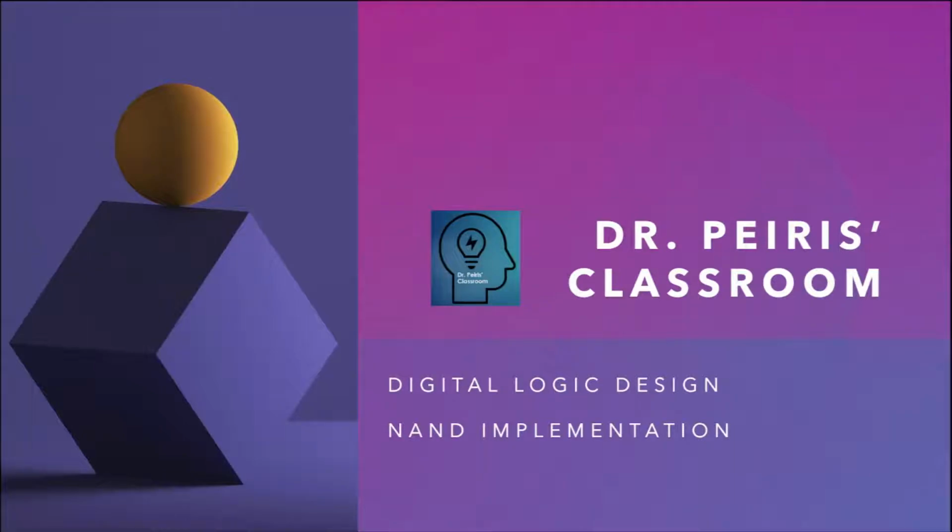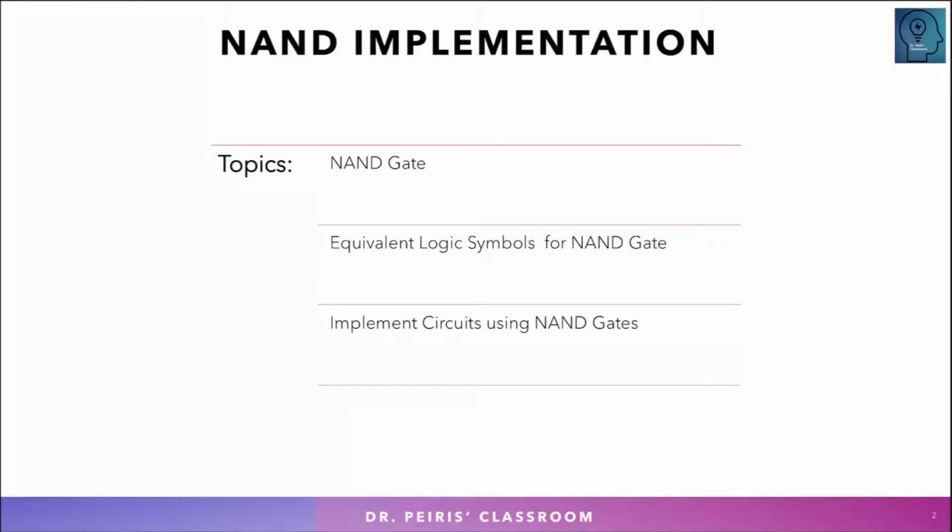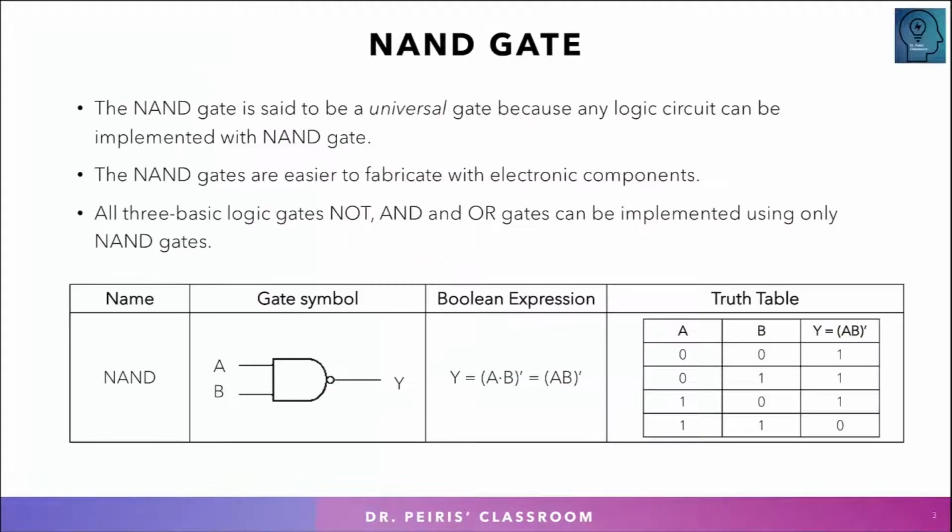Today I am going to show you NAND implementation. So in this lecture, first I'll discuss the NAND gate and the importance of NAND gates, then the equivalent logic symbols for the NAND gate, then how to implement circuits using NAND gates. A NAND gate is called a universal gate because you can implement all other logic gates as well as logic circuits using only NAND gates. And these NAND gates are easier to fabricate with electronic components.